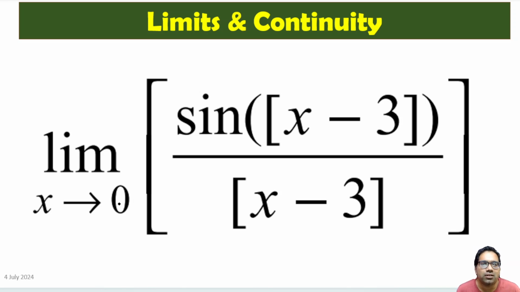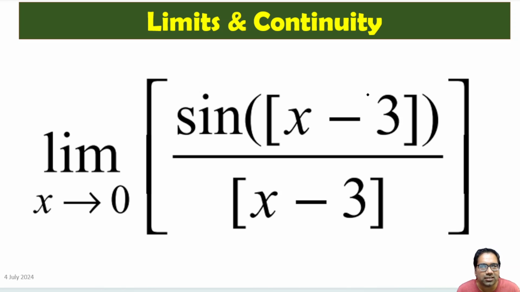Now, we have the greatest integer function of x. What is the greatest integer function of x? When x is between 0 and 1, it is 0. Between 1 and 2, it is 1. Between 2 and 3, it is 2. Basically, it's a step function. Right. It's a step function.